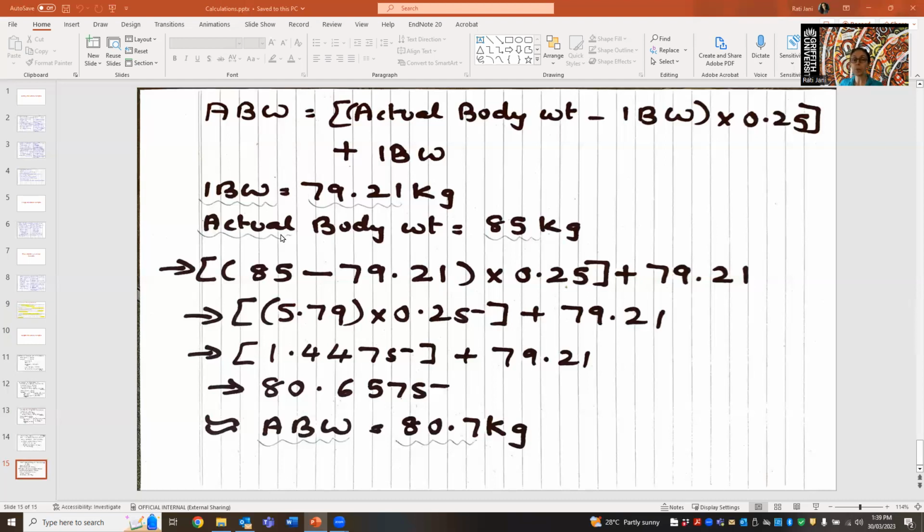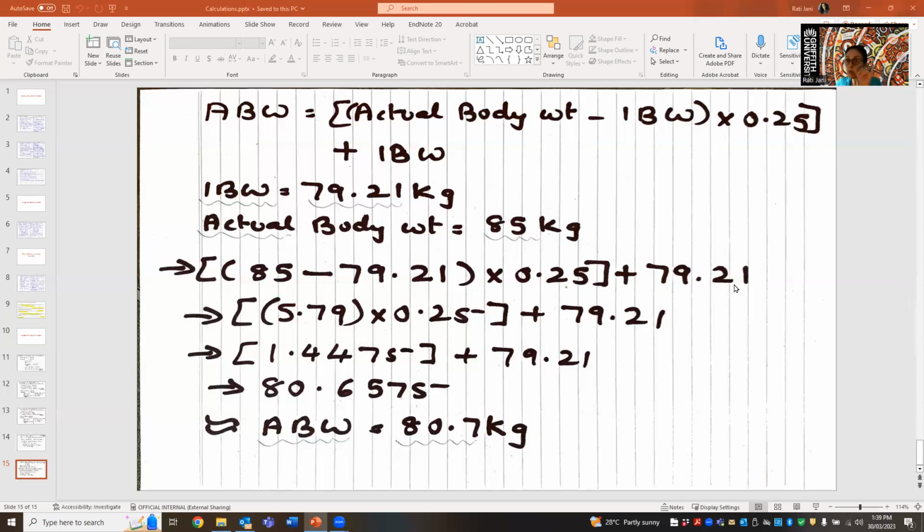What is the person's actual body weight as of today? What is their current body weight? That is 85 kgs. So now you input these numbers. Actual body weight is 85 kgs, which is why we have 85 over here, minus ideal body weight, which is 79.21. That is why you have this number over here. Bracket close, into 0.25. And over here, you again have ideal body weight, which is why I have written 79.21.